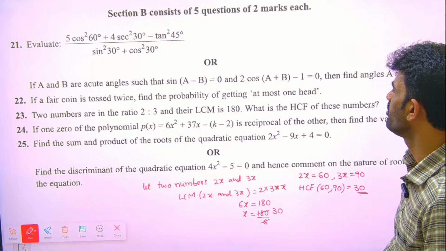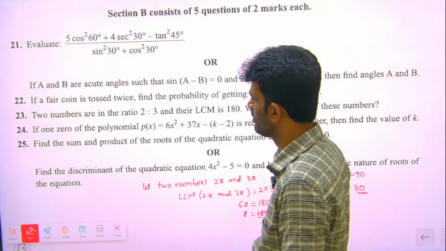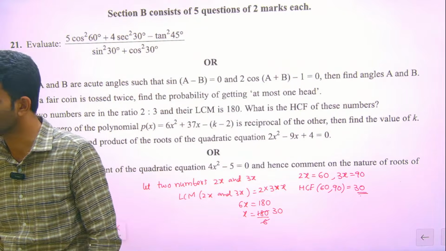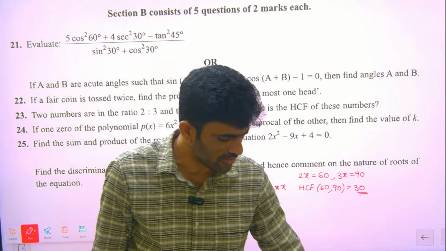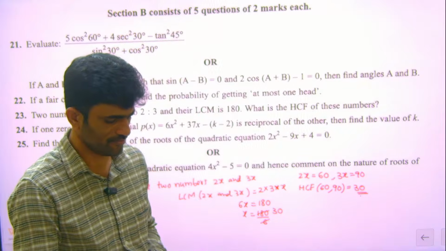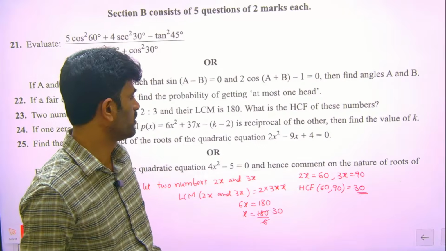One zero of the polynomial is the reciprocal of the other zero. Then find the value of k. Polynomial. One zero of the polynomial is the reciprocal of the other zero. Then find the value of k. How can we find the value of k? We will discuss two more and then we stop today.